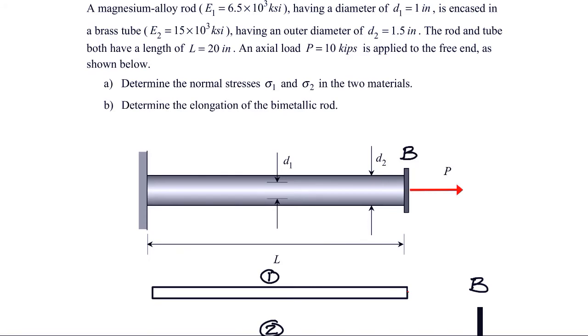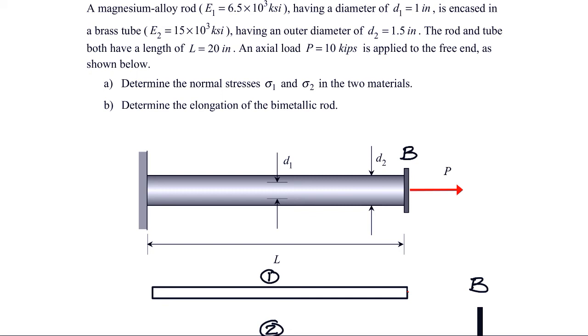In this example, we're posed with a problem of having a magnesium alloy rod, which is encased in a brass tube. The left-hand side of the rod and the tube are welded to a rigid wall. The right ends of the tube and the rod are welded to this rigid connector there at B.